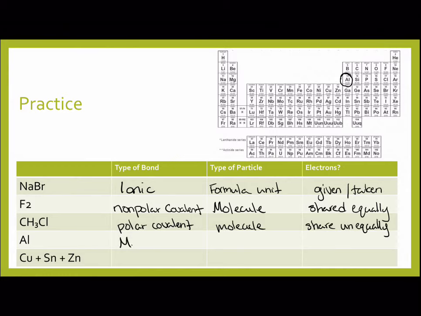Now we have aluminum. That is a metallic bond. Those are just atoms, and the electrons are in a sea of electrons. For our last one, we have copper, tin, and zinc. These are all metals, and this is also a metallic bond. But this time, this is an alloy, and it's still a sea of electrons.